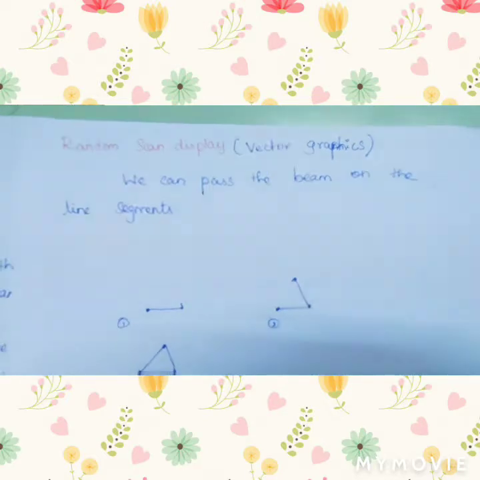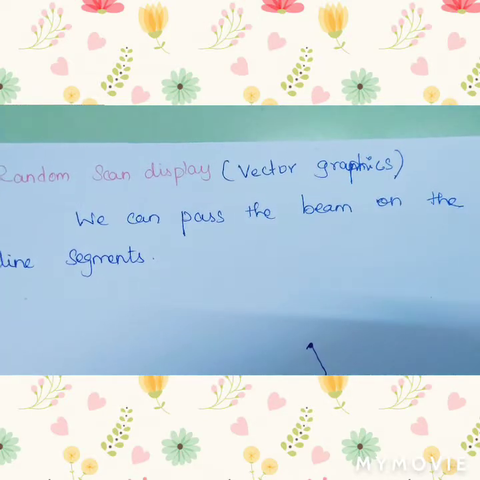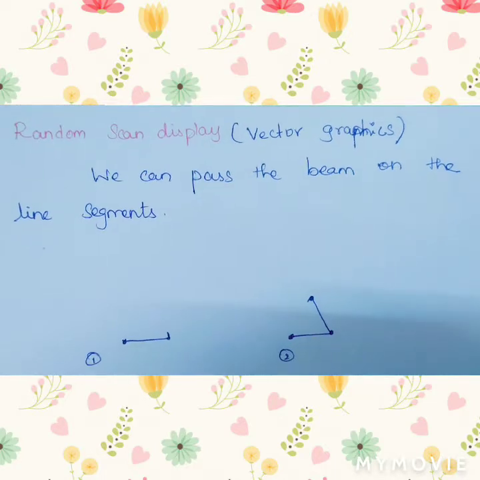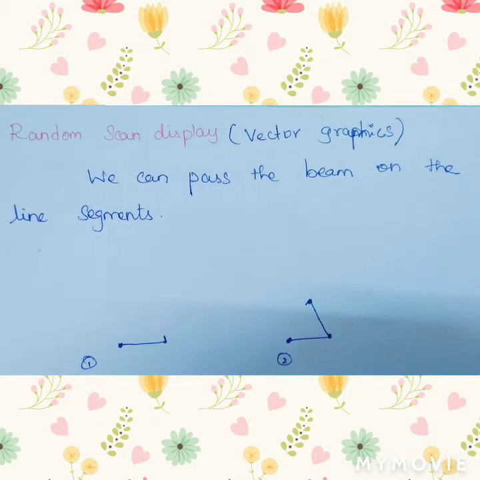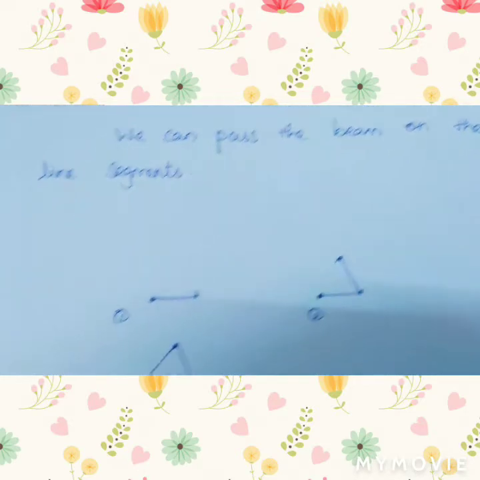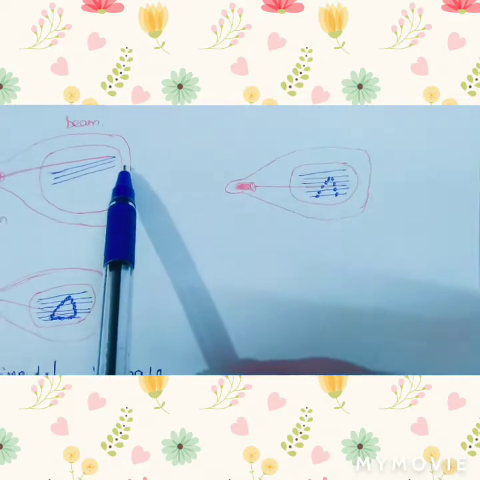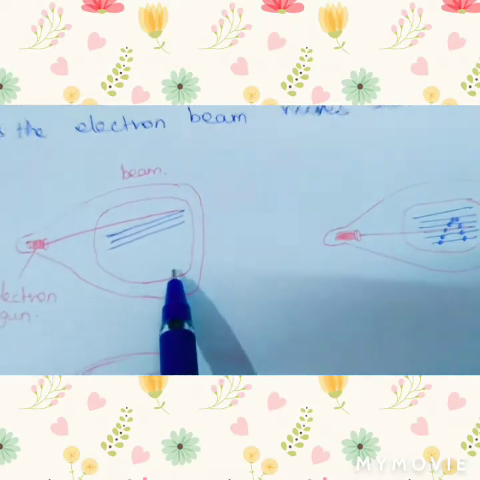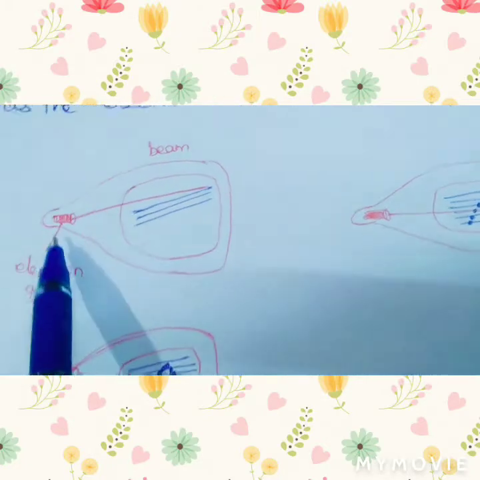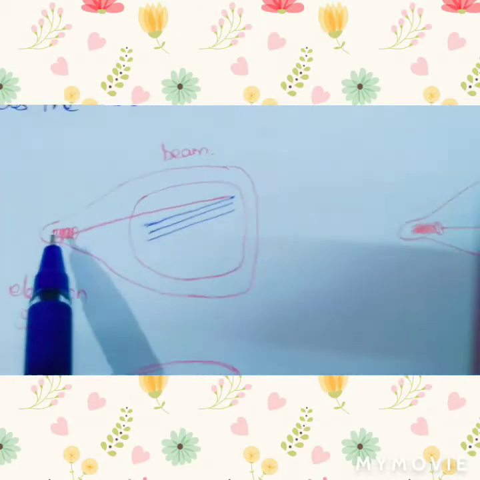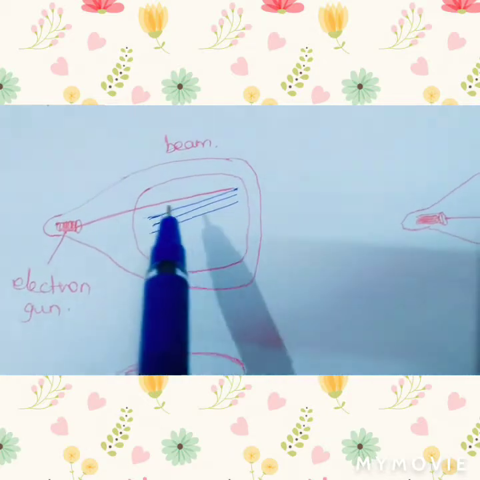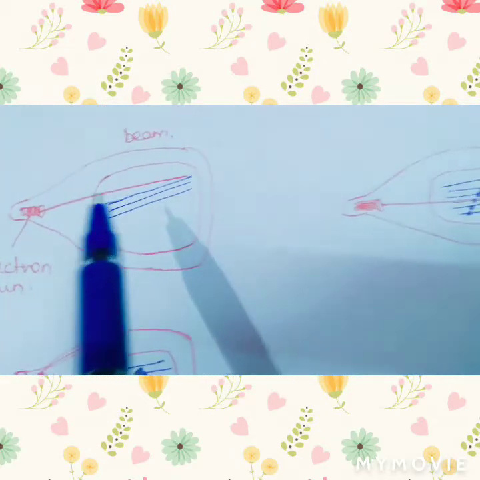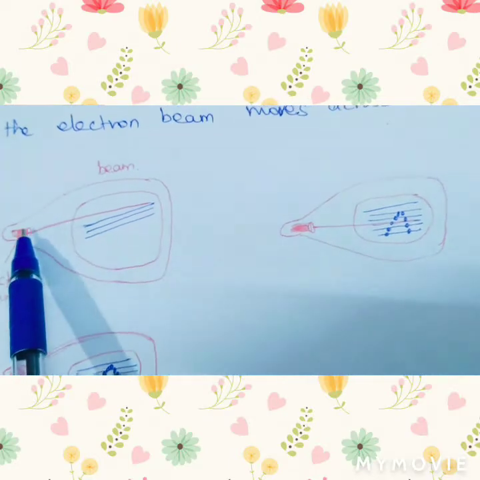Next one, random scan display. This is otherwise called vector graphics. While considering raster graphics, we pass the beam from left to right, again start from left to right, and repeat this process until you reach the end of the screen. This is called the electron gun. The gun passes the beam to the screen. The same concept, but here the gun will pass the beam randomly, right?